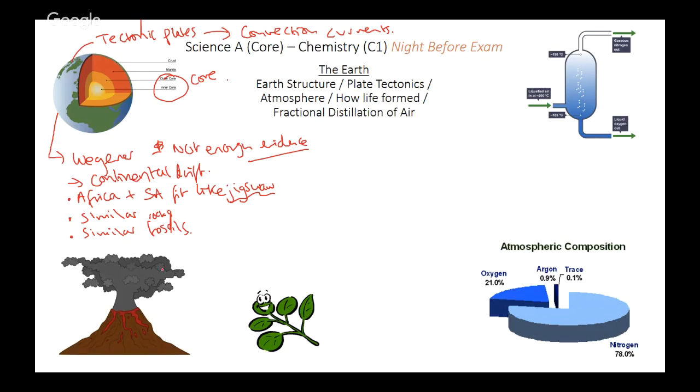What did the early life look like then? Well, let's take a journey from the time of a lot of volcanic activity. The atmosphere was mostly carbon dioxide. It was given out by the volcanoes. Volcanoes also gave out water vapor, ammonia, and a little bit of methane as well.